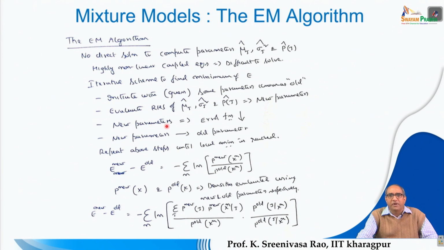So, using the new parameters we estimate the error and see whether it is decreasing or not. If the error is decreasing, then we use these new parameters as the old ones. That means, using these new parameters we again estimate the parameter values, and that gives us some other new estimate, and these recent estimates become the new parameters. That way, every time, with whatever parameters we get, we estimate the error and see whether it is decreasing or not.